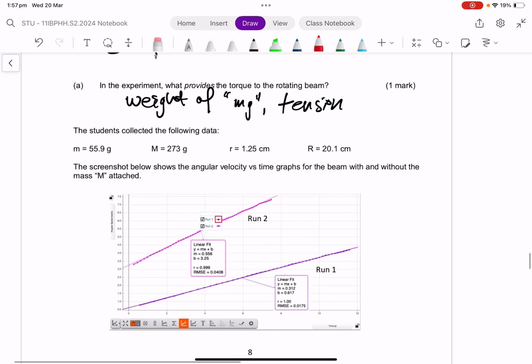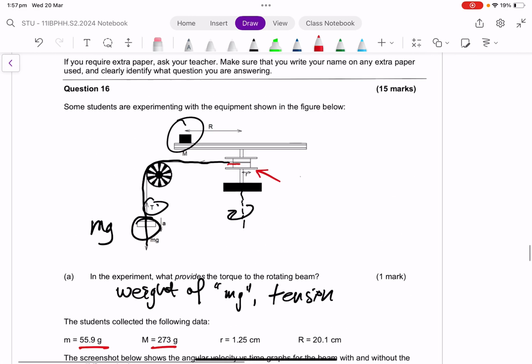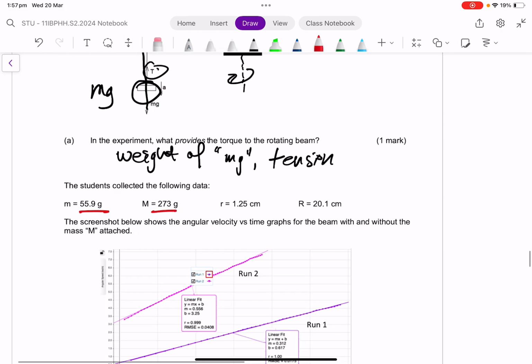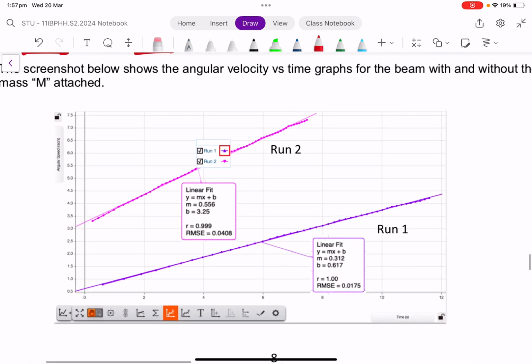Then the student recorded this data, right? Small m, 55.9 grams. Big M, 273 grams. So this thing here was 273 grams. Right, and then we've got these screenshots, okay? And I doctored these to really make it clear what these are, right?